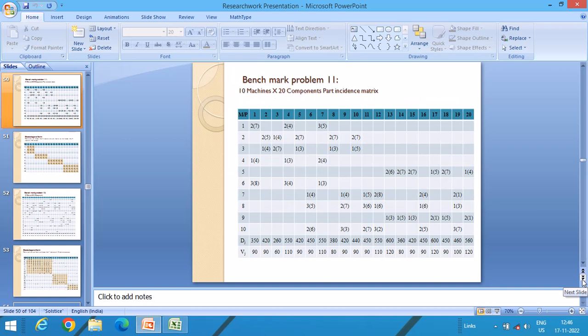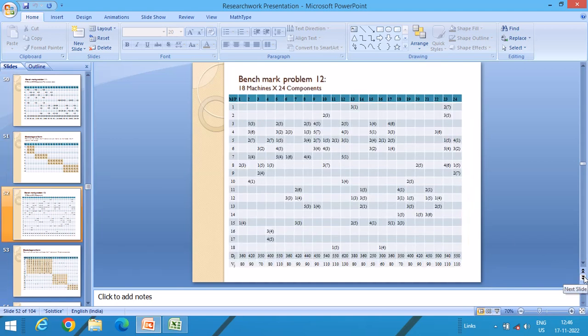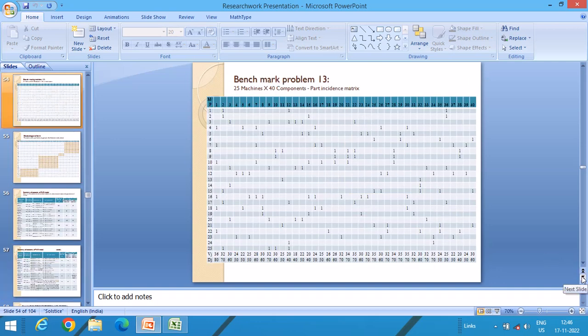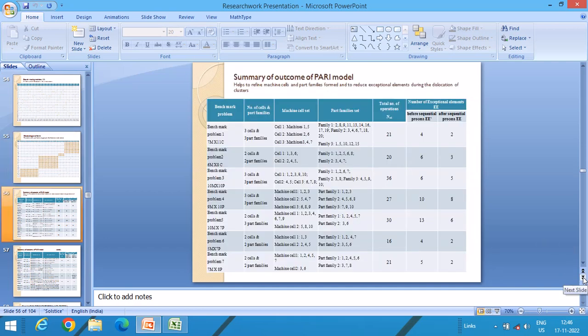And in the 11th problem, 10 machines 20 components problem, we have got 4 perfect clusters, no EEs. And in problem 12, 18 machines and 24 parts, we have got three clusters with exceptional elements around 12. And in the 13th problem, we have got four clusters with a considerable number of EEs.